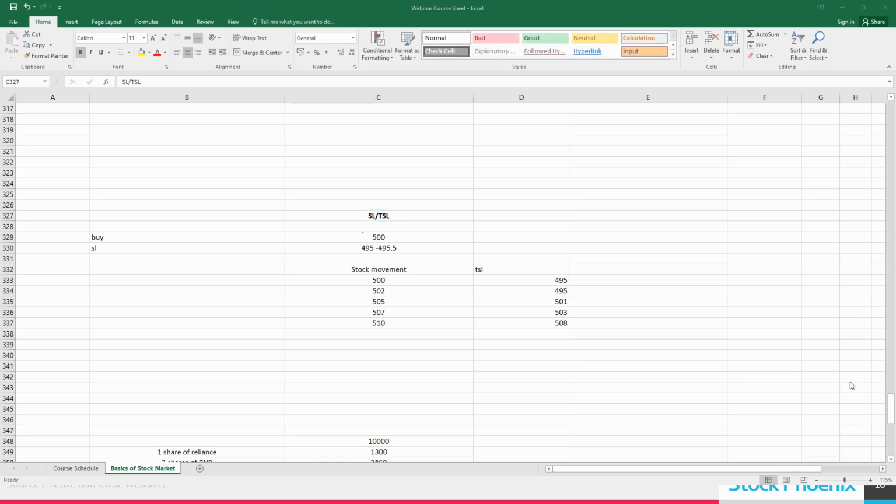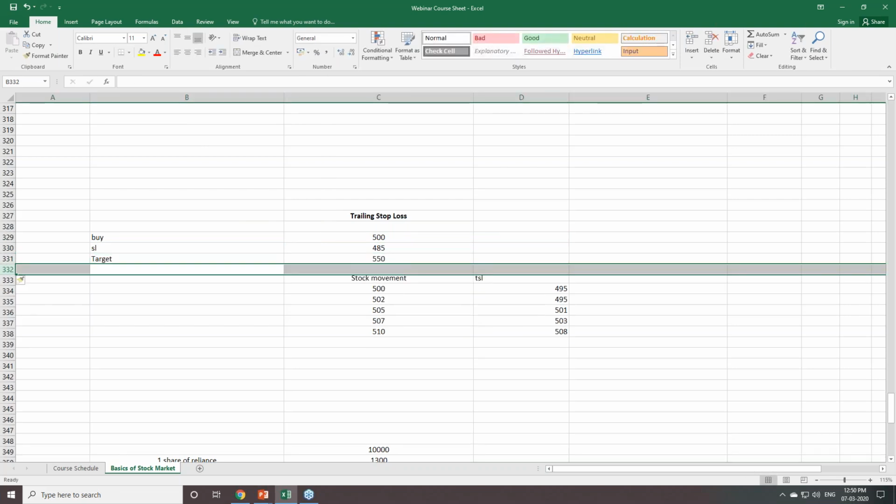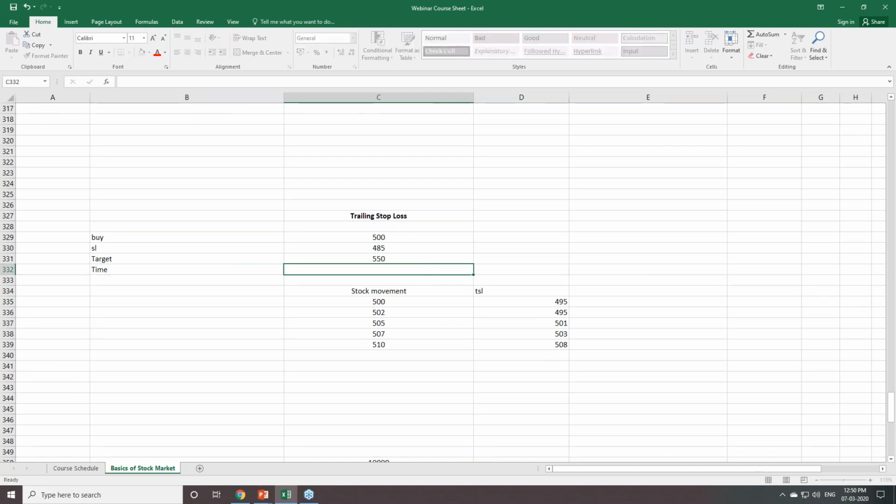So this is trailing stop loss. Assume that I am buying again a share at 500 rupees, and I am keeping an actual stop loss of 485 rupees. So now we are expecting a target of 550 rupees, and the same time, 5 to 15 days.